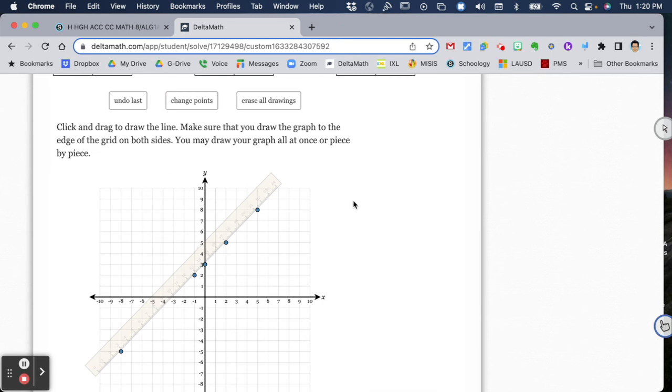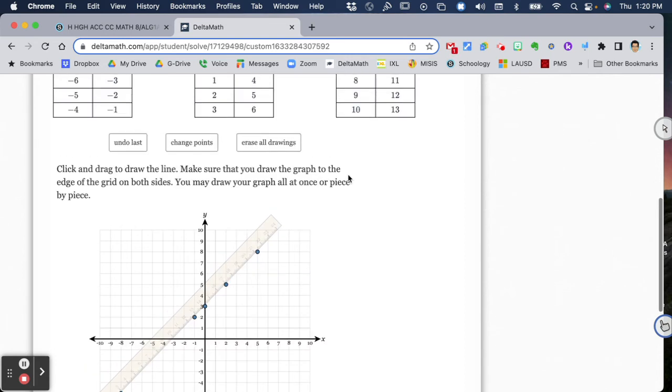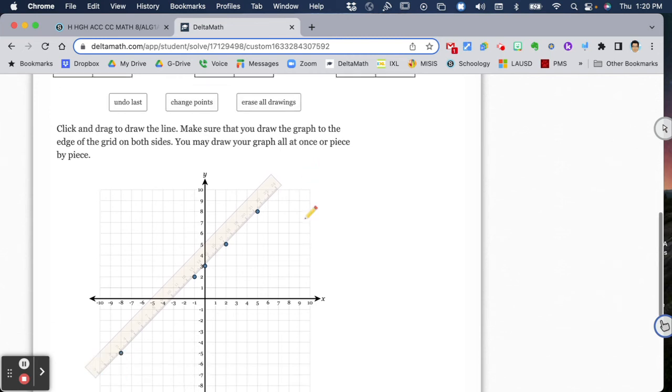We're done plotting, and if you notice, it lined up a ruler perfectly, which I love because I'm not good at lining up my ruler. And you have a choice: undo the last, change points, erase all your drawing, or just plot your line. So I'm going to start at it, and I'm going to just go this way. And then I'm going to do the same thing and go down.